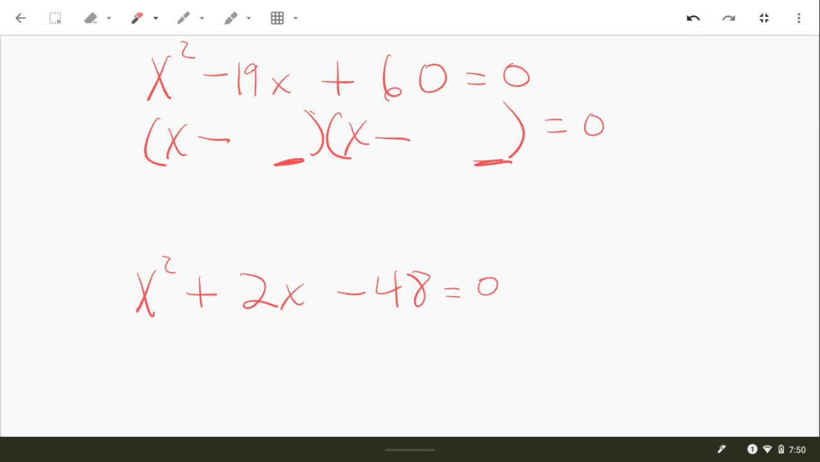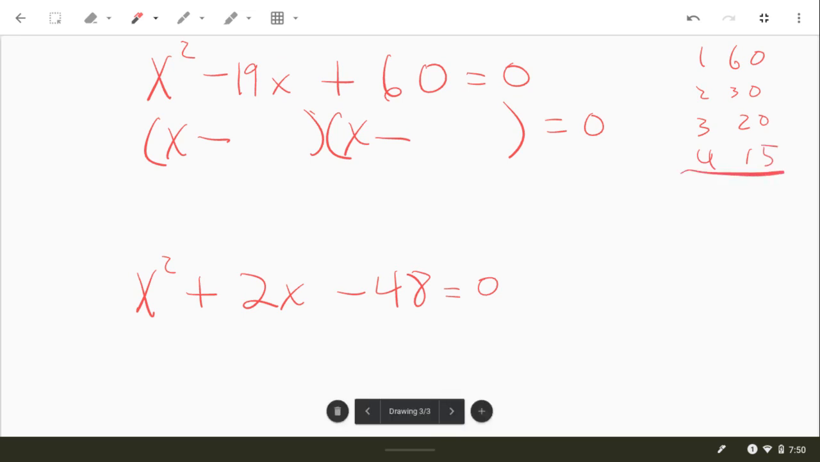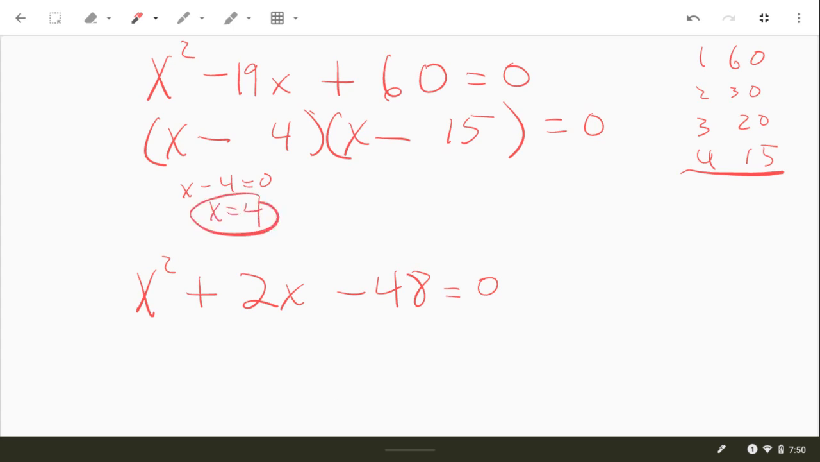So for 60, you could list out the factors: 1 and 60, 2 and 30, 3 and 20, 4 and 15, and that's the set right there that's going to give you 19. And then you would set each of these factors equal to 0 and solve. Of course, these are kind of basic. x would have to equal 4 in order for this factor to be 0. And in order for this one to be 0, x would have to equal positive 15.